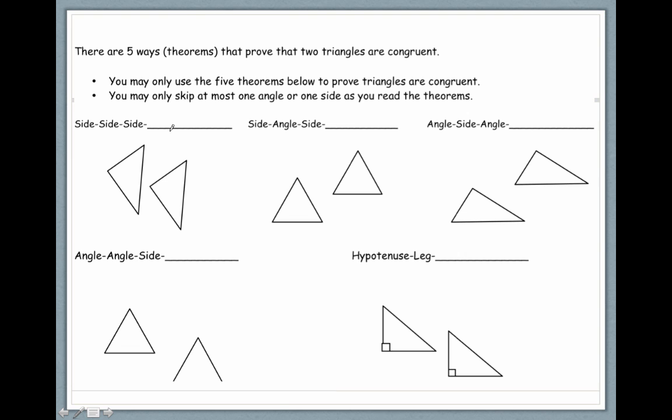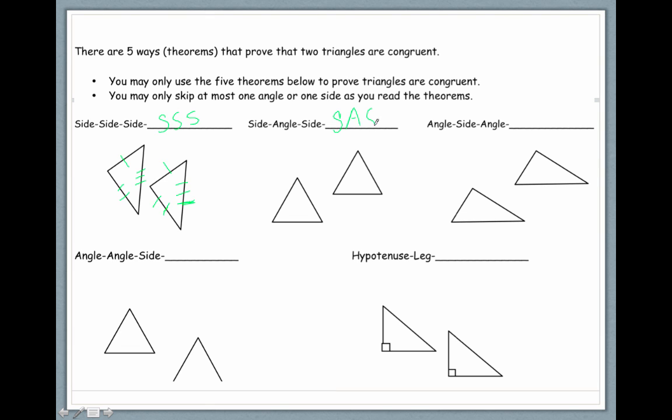Okay, so there are 5 ways that you can state as a reason that 2 triangles are congruent. You may only use the 5 theorems below, none others, and you may only skip at most one angle or side as you go. So side, side, side, which we write SSS, means all the sides are equal from one to the other. So if I could have turned it this way and had 1, 2, 3, and that still would have been fine, but they just have to go in order.